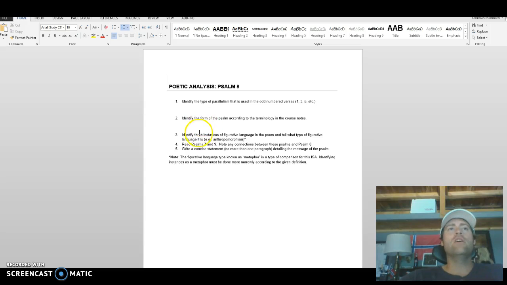So note, the figurative language type known as metaphor is a type of comparison for this ISA. Identifying instances as a metaphor must be done more narrowly according to the given definition. So please keep that in mind.